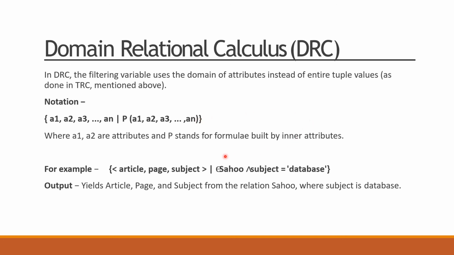For example, we have article, page, subject, then there exists Sahu, and subject is equal to database. So it is article, pages, and subject from the relation Sahu where subject is database.